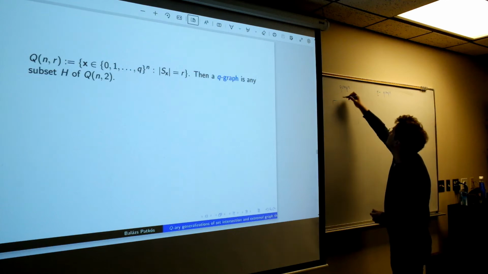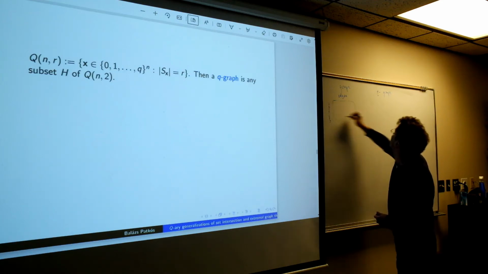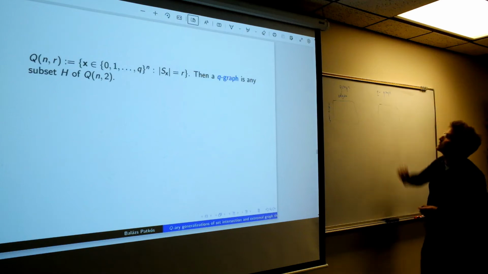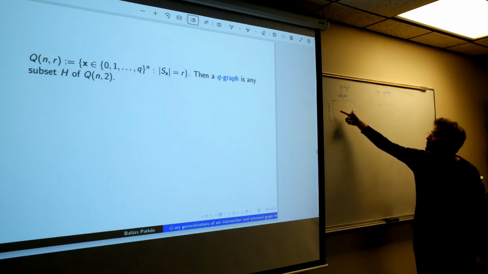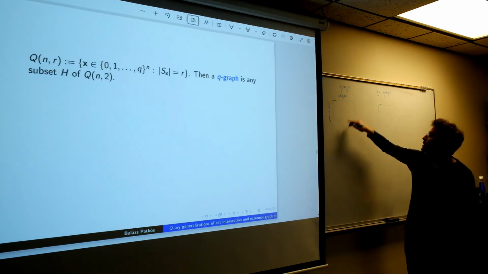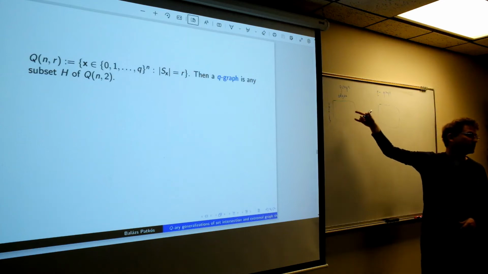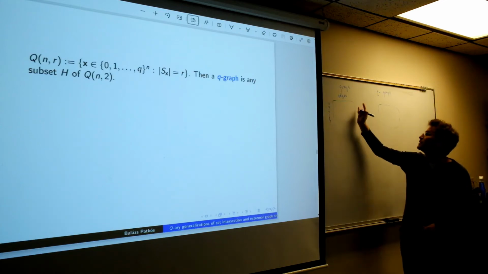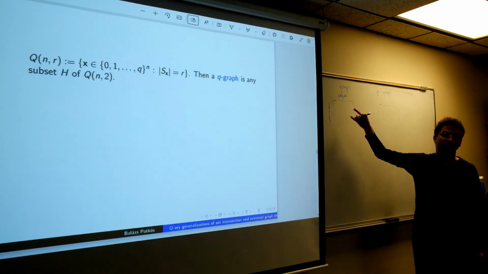So either you can say that this is the incidence matrix of a graph. What's an incidence matrix of a graph? It's just that you have the edges and the vertices as rows. So edges for columns and vertices for rows. And in every edge, you have exactly two ones. And if you are talking about simple graphs, then all the columns should be distinct.